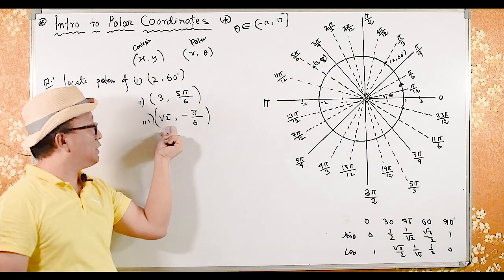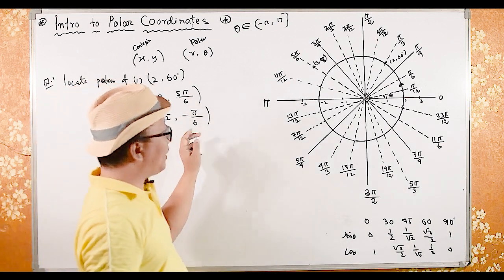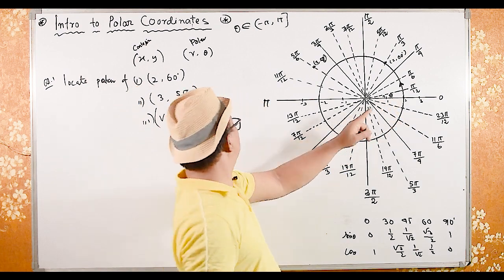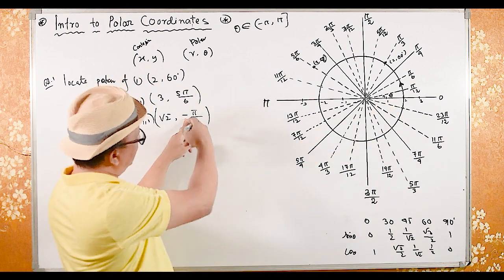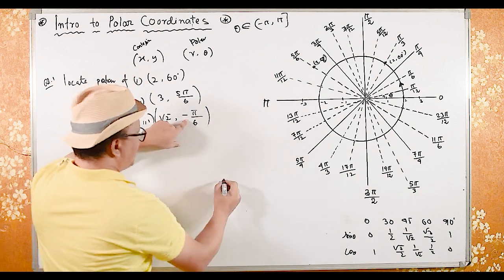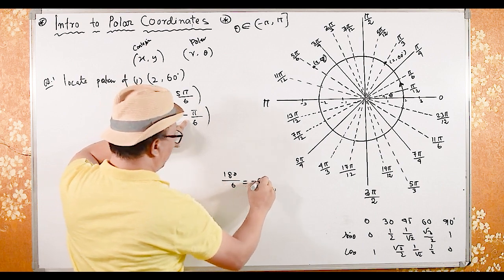Now the next question is root 2. Root 2 is what? 1 point something, so 1.414 is over here. And now this is minus. Minus pi by 6 means, since pi is 180, 180 by 6 is minus 30 degrees.